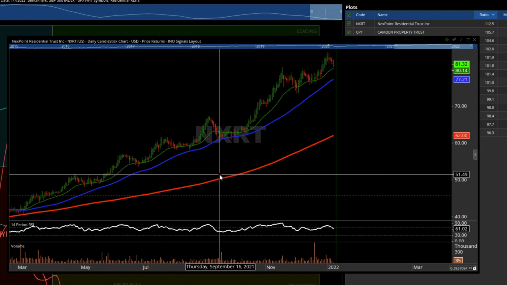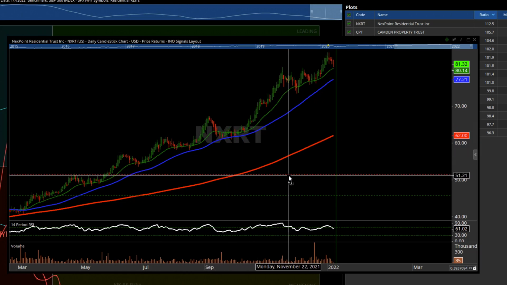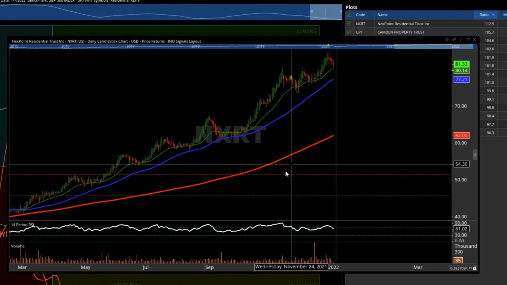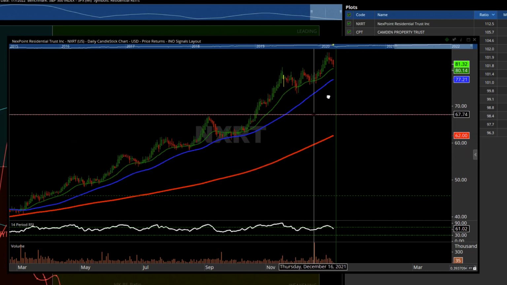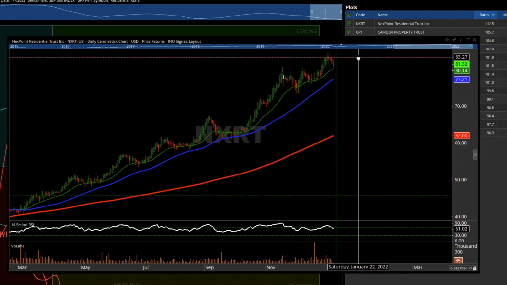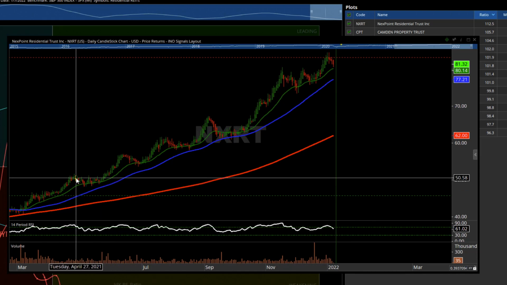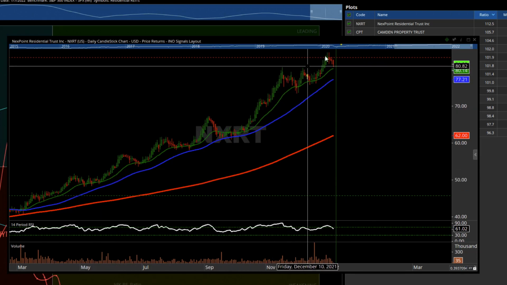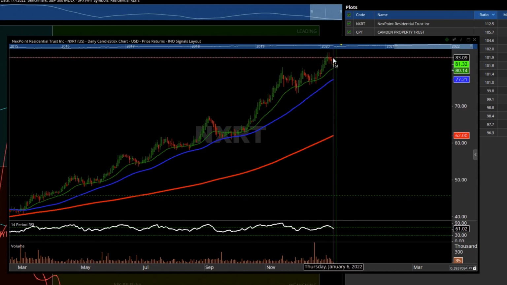But let me just grab this. That's my all-time high line. Let me grab it. Oh, it's not letting me grab it. Come on, there we go. Wow. We went all the way from April last year from 50 to 83.